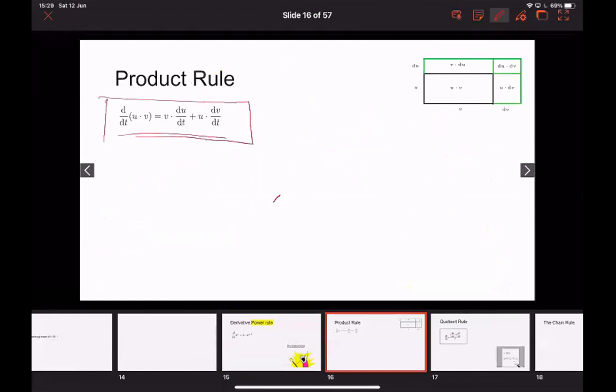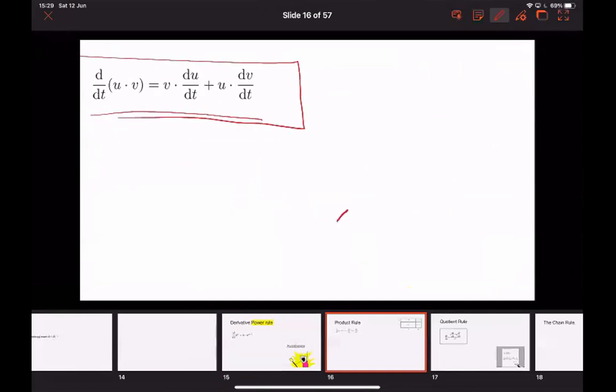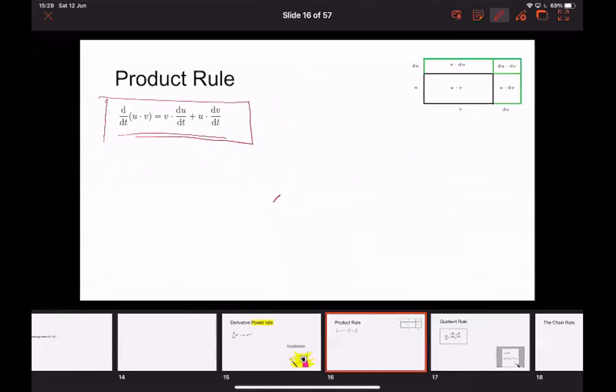If you have two functions, u times v, this is how we find the derivative. First function times the derivative of the second function, plus vice versa. Maybe in the next session I might spend more time, but let's not discuss it now. I was planning to describe it in a graphical way, but if you really need an explanation, do let me know. I can find a way to help you out.